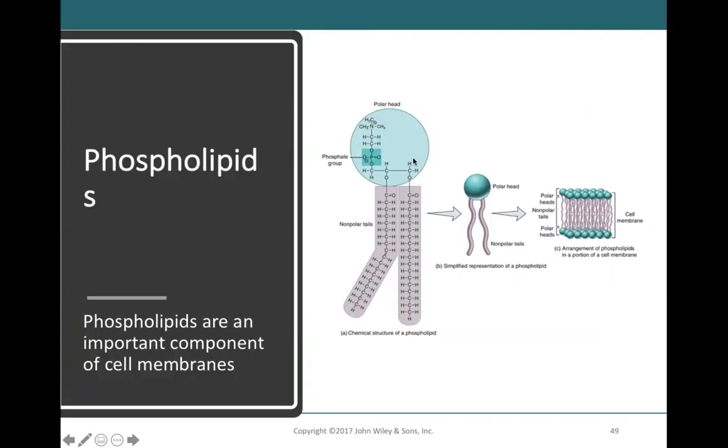Now, phospholipids, as I mentioned, are very special types of lipids, and they are going to be our major component that can be found in our cell's membrane. So the cell membrane of all of our cells are going to be made up of these different phospholipids. There are some other things that are found in our membrane, but phospholipids are the major component of our different cell membranes. What is so unique about phospholipids is that these molecules are what are known as amphipathic.